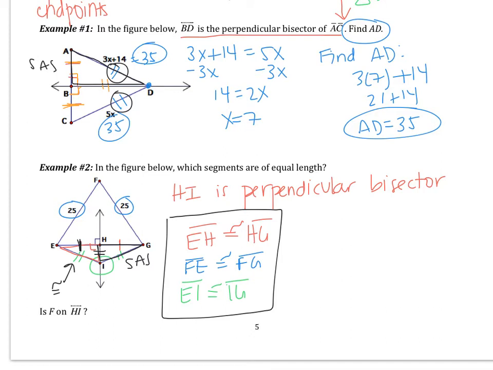Okay, so then the next question is F on HI? So basically, if I continue HI, is it going to go through F? That's what the question is asking.